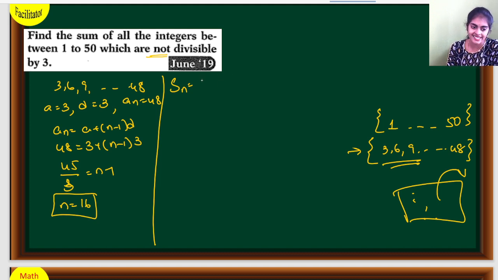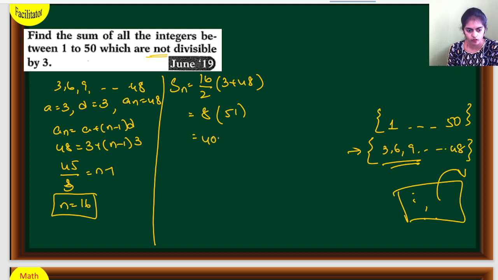Okay, so Sn is the sum of these 16 terms. So 16 by 2 into a plus an, where a is 3 and an is 48. So this is 8 into 51. What is the final answer we are getting? 51 eights are 408. So there are 16 numbers which are divisible by 3, and the sum of all 16 numbers is 408.